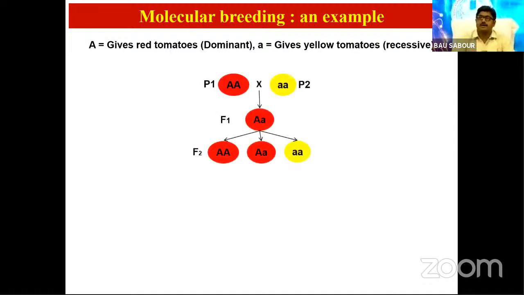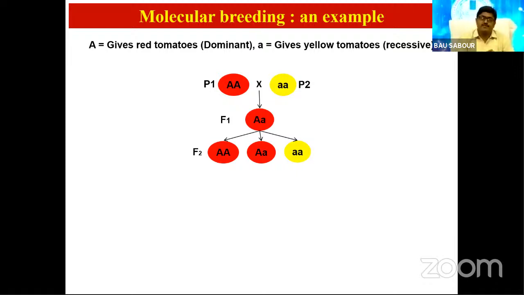So if I cross parent 1, which is capital A bearing red tomatoes, with parent 2, that is small a, the yellow tomato bearing line, then the F1 plant, having heterozygosity capital A small a, is going to be red fruit bearing, because I have mentioned that capital A is the dominant allele of this gene.